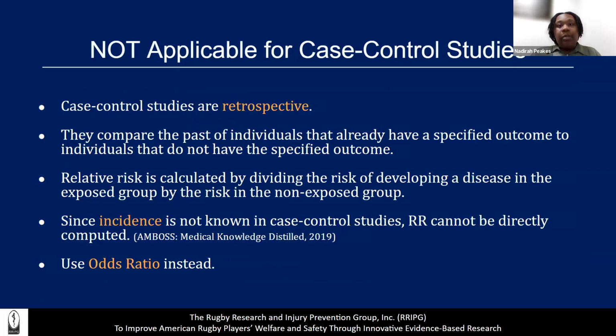So relative risk is not applicable for case control studies. Case control studies are retrospective, meaning they compare the past of individuals that already have an outcome to individuals that do not have an outcome. Relative risk is calculated by dividing the risk of developing a disease in the exposed group by the risk in the non-exposed group, as I said before. Since incidence is not known in case control studies, relative risk cannot be directly calculated. You can use odds ratios instead.